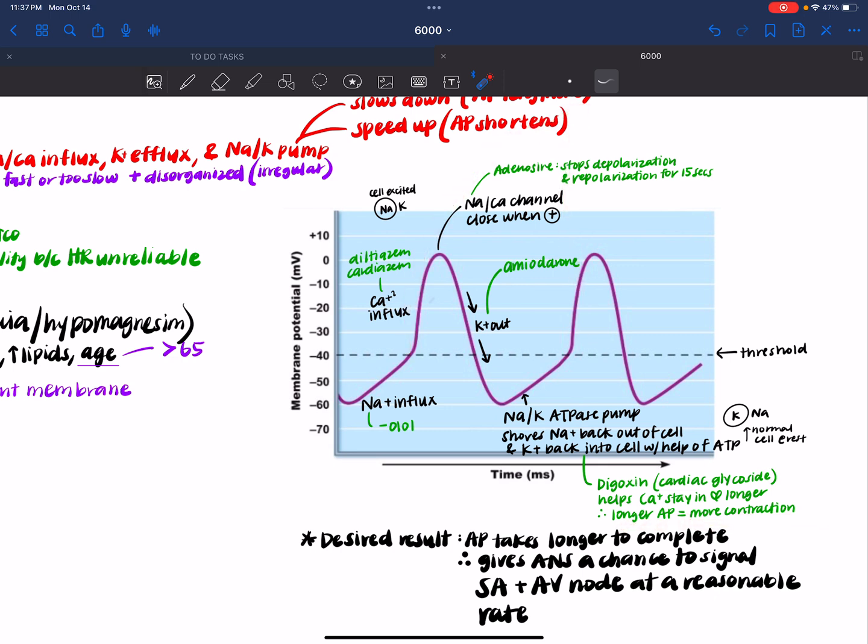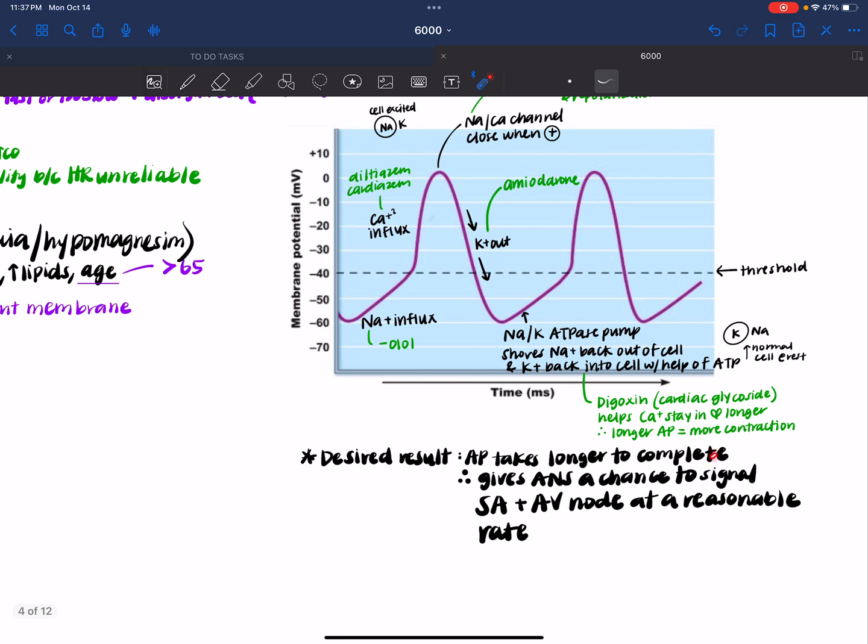Desired result: the action potential takes longer to complete. Therefore, it gives the ANS a chance to signal the SA and AV node at a reasonable rate and helps improve cardiac output by allowing more filling. So you want the action potential to be longer, not like AFib, where it's random and everywhere. You want it a little longer, so the autonomic nervous system can signal the SA and AV node to chill out.